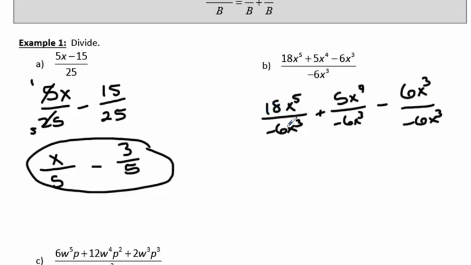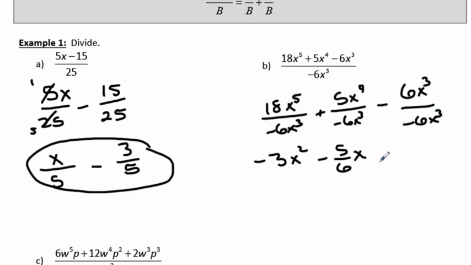A positive 18 and a negative 6 is going to give us negative 3. X to the 5th divided by x to the 3rd is x squared. Positive and negative is going to be negative. And you can't reduce the fraction 5/6, so we're going to have 5/6. And x to the 4th over x to the 3rd is going to give you x. You either write the x on the top of the 5 or off the side, it's the same result.